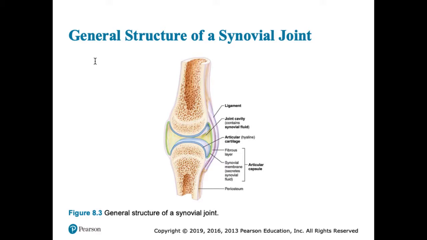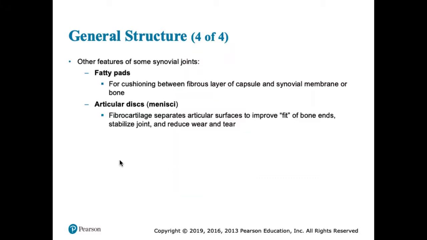So this is that general structure of that synovial joint. So you see here's a ligament right here. And then, of course, you have this joint cavity, and there's synovial fluid in there. There's, of course, this fibrous layer, and then, of course, the articular cartilage. And then, of course, you have the bones on each end of that. And so that's that general structure of that synovial joint. Make sure you do know that.